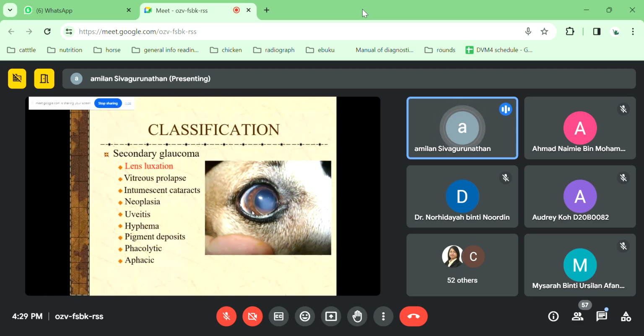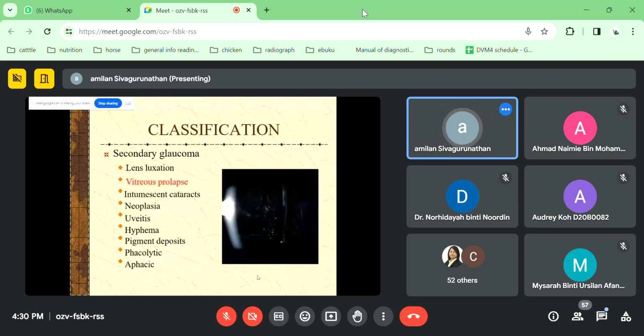a lens located and situated in the anterior chamber. This is a surgical case which causes a lot of pain and discomfort. So we are generally going to remove these lenses, and sometimes it can be functional as usual, depending on the duration of the lens luxation. We also have vitreous prolapse. These are conditions that generally affect the eye, migrate forward, long cataracts, and so forth.